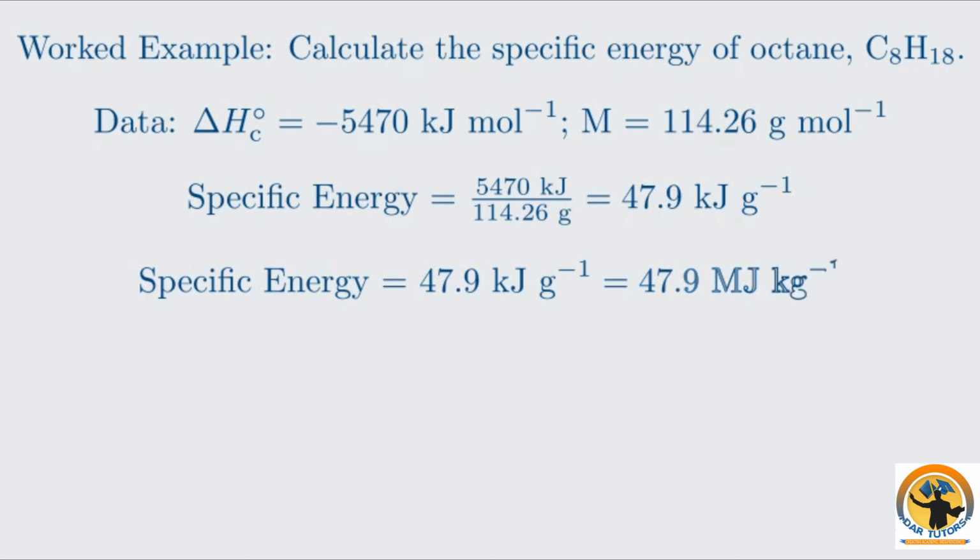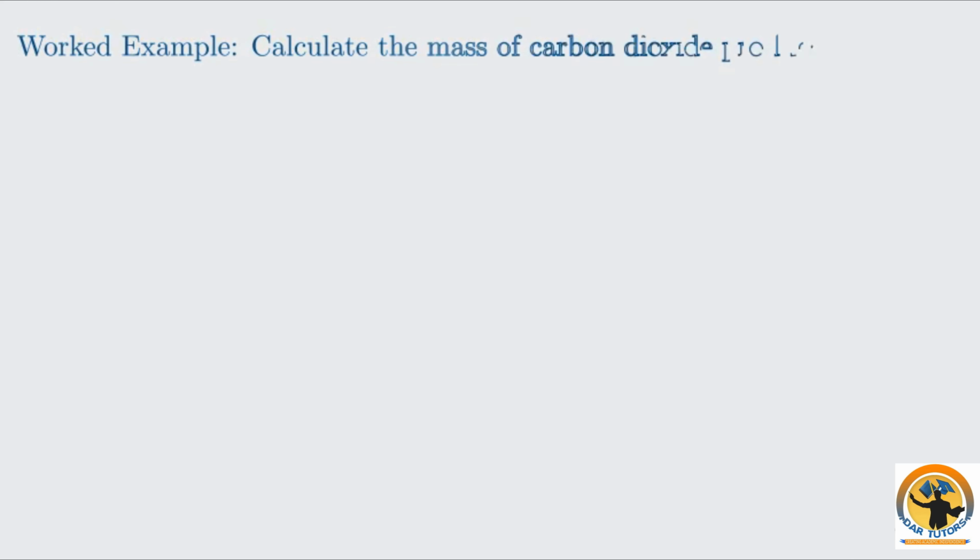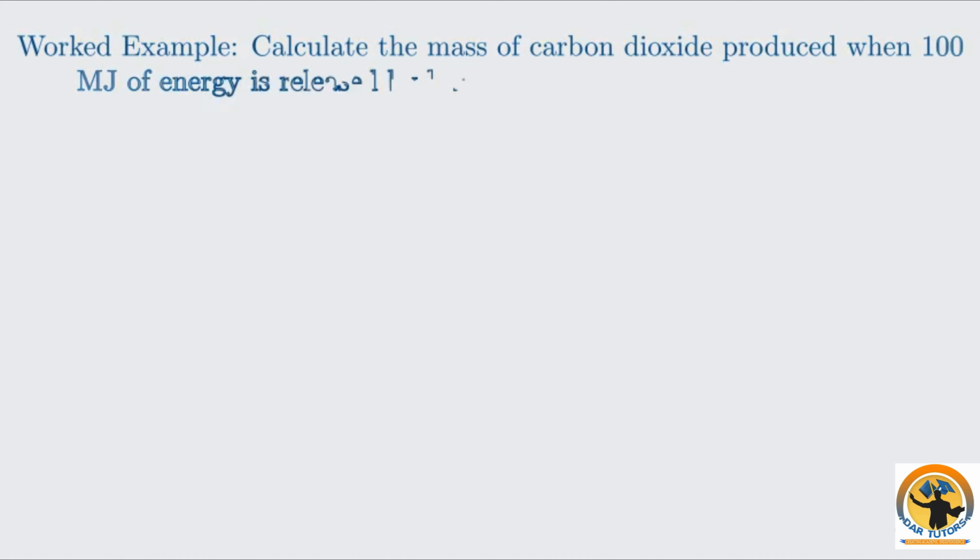This is how we calculate the specific energy of a fuel from its combustion data. Now let's look at another worked example to compare the carbon dioxide emissions of different fuels. The problem asks us to calculate the mass of carbon dioxide produced when 100 megajoules of energy are released by burning wood and gasoline separately. Here's the data we're given.